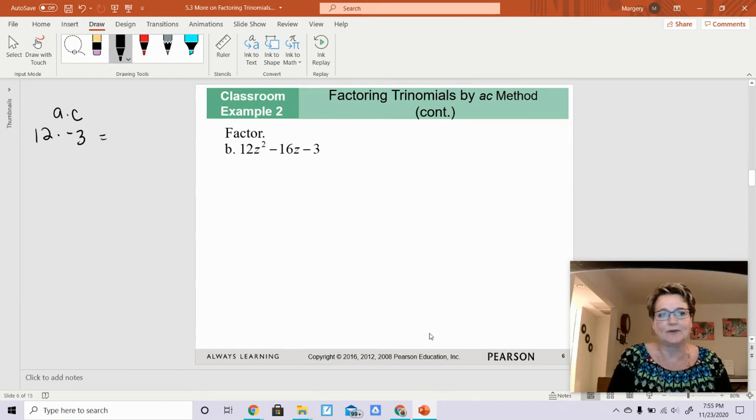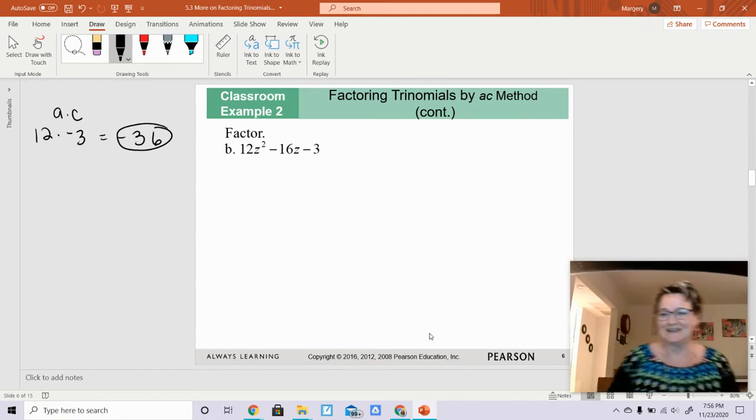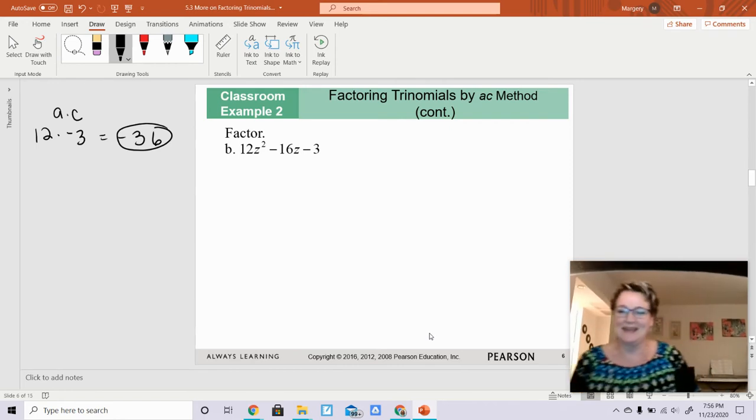C is -3. When you multiply them together, you get -36. That is your targeted number. Now, I wanted to do my timer so I know what's going on. And I'm going to scoot over this way.